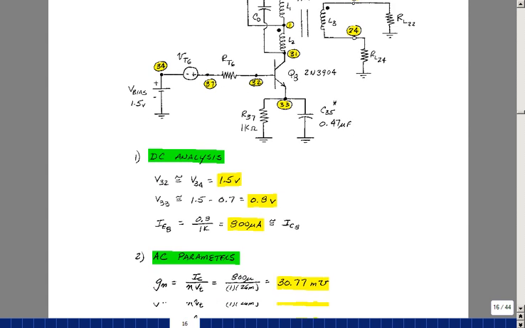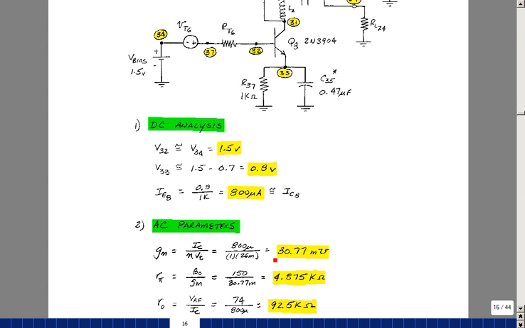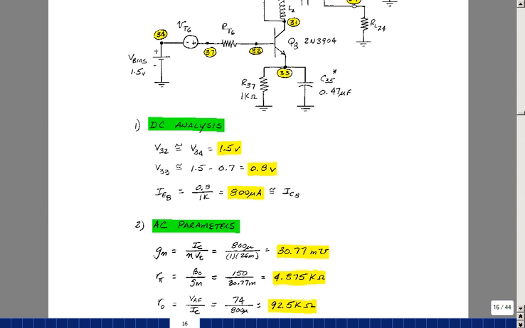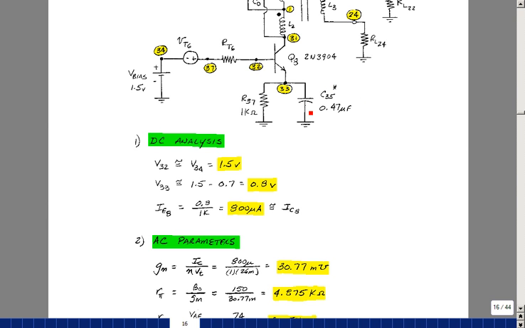So we could then calculate the value of GM. In this case it'd be around 30 millimhos. The value of r pi, again assuming 150 for the AC beta, gives about 4.8K. Maybe we should include the value of RO with our transistor. The 3904 has a VAF of 74 volts if you look at the SPICE model, and the collector currents are around 800 microamps, so you get about 92.5K. Here too again, the actual radio used a value of 0.02 microfarads, and I found that you really need to have a much larger value here to have this look like a short circuit at 455 kilohertz.